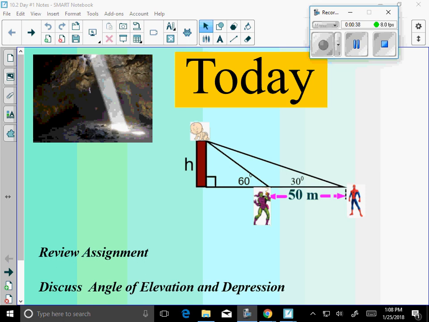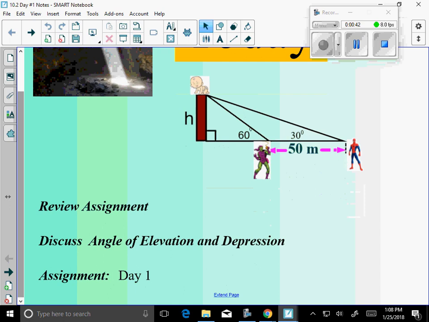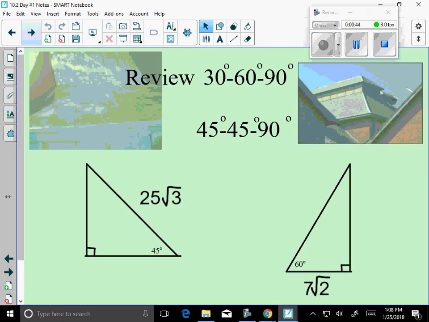So, brief pause there. Angle of depression, angle of elevation. That's our goal for today. What I'd like you to do with a neighbor is just for a little extra practice, go ahead and do these. We'll take a minute. We'll go over some answers. We'll cover them, and we'll keep moving.